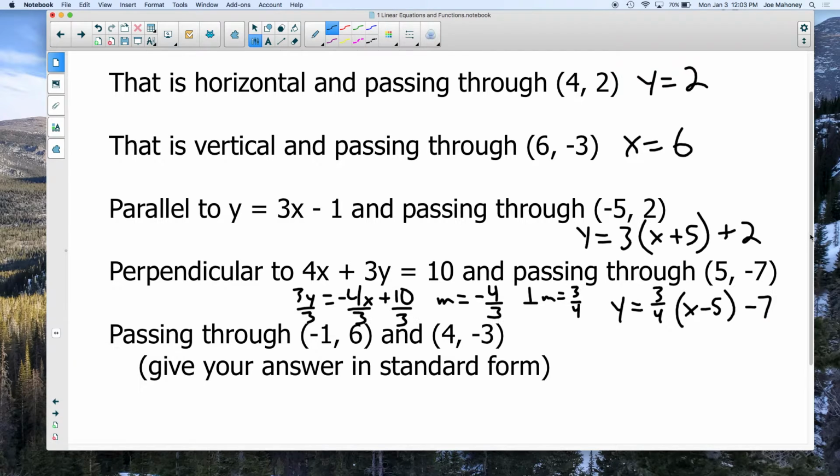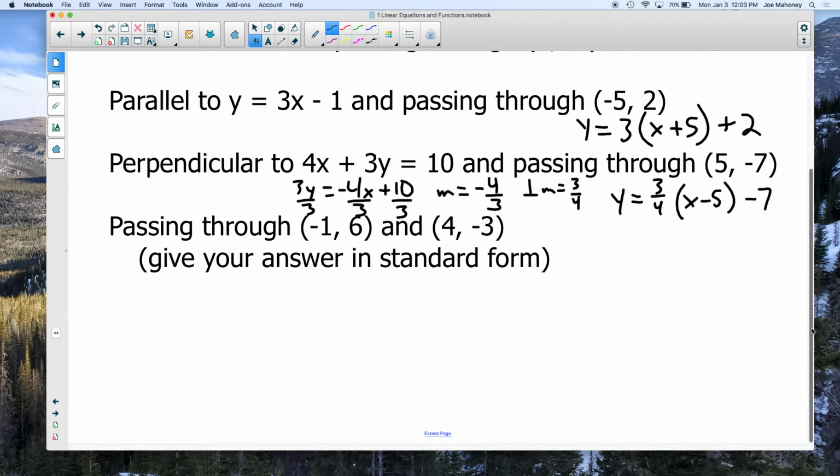So I'm going to need a little bit more room down here. If we want to find the slope of this line first, the slope is going to be 6 minus negative 3, or 6 plus 3, over negative 1 minus 4. So our slope is -9/5.